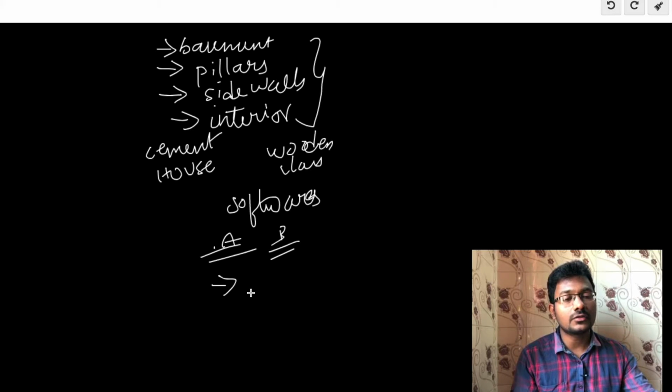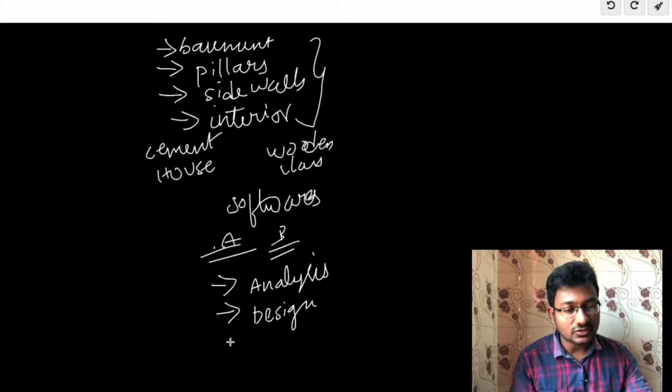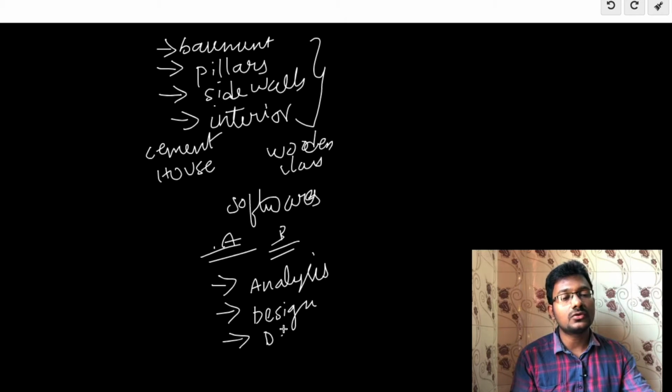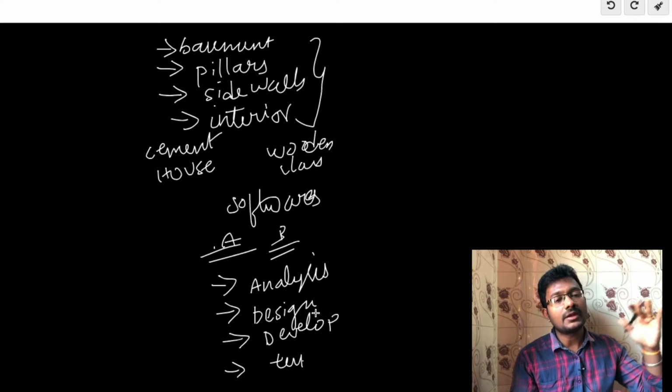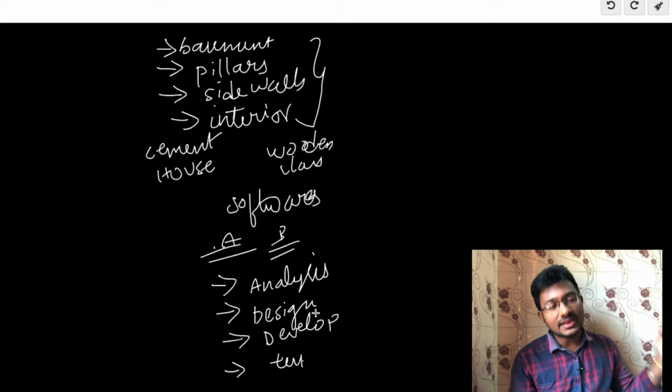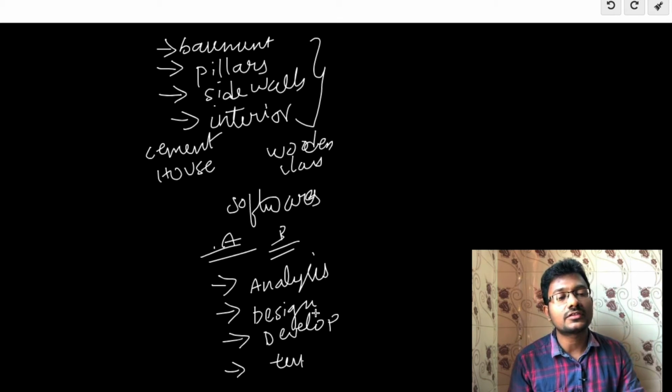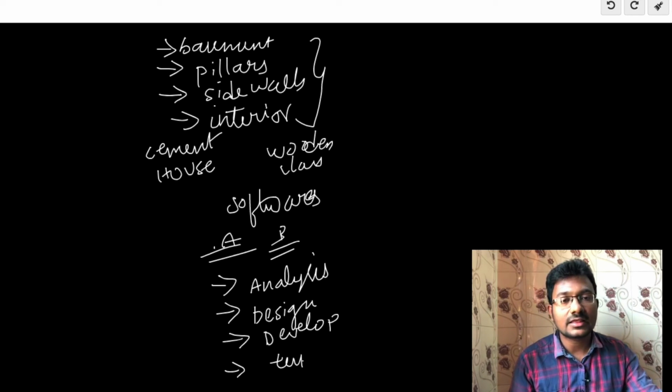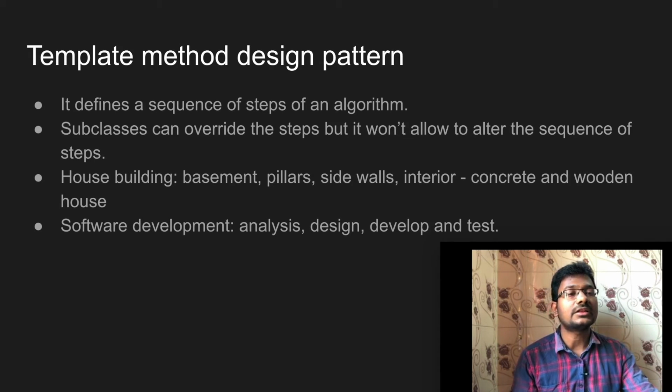For example, first you need to analyze the software requirements, and then you need to design the software. You need to design the class diagrams, you need to design the flow, and so on. And then you need to develop, and finally you need to test. It can be military software, medical software, educational software, any software. It needs to follow these steps. So these are the examples where the template method design pattern is widely used in real life scenarios.